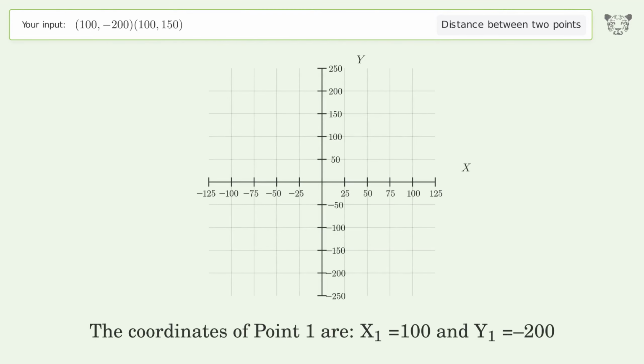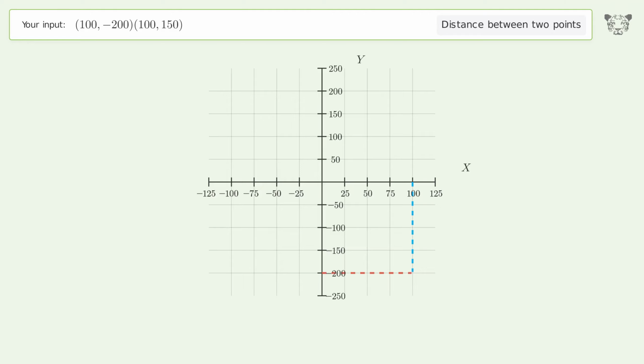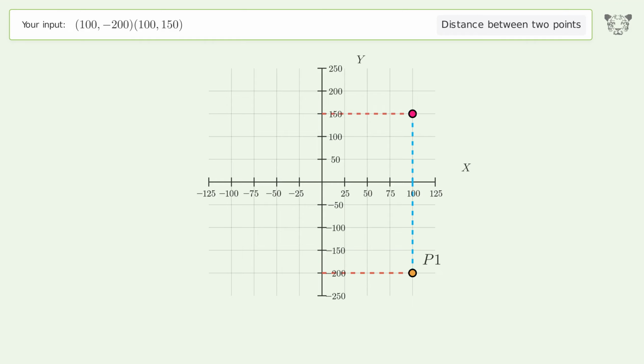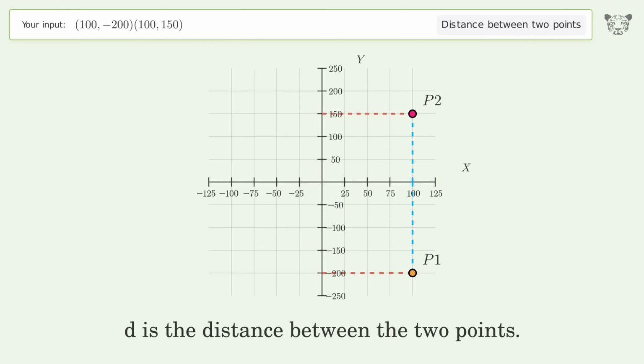The coordinates of point 1 are, x1 equals 100 and y1 equals negative 200. The coordinates of point 2 are, x2 equals 100 and y2 equals 150. D is the distance between the 2 points.